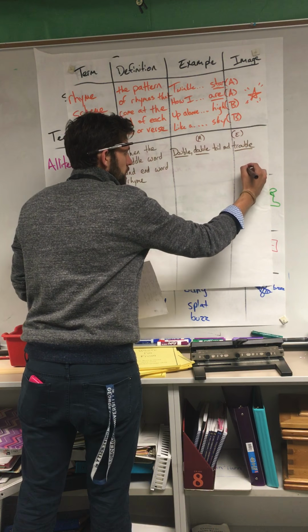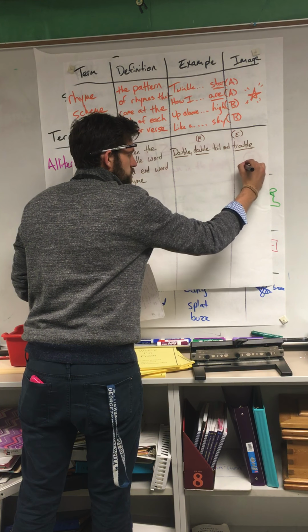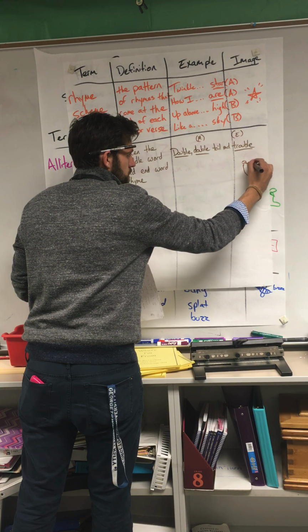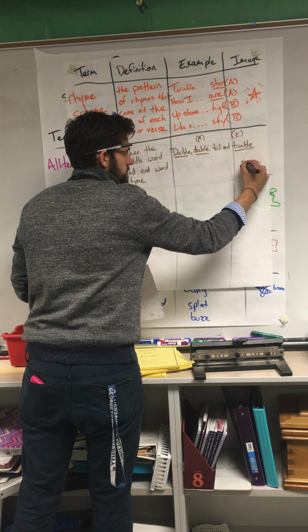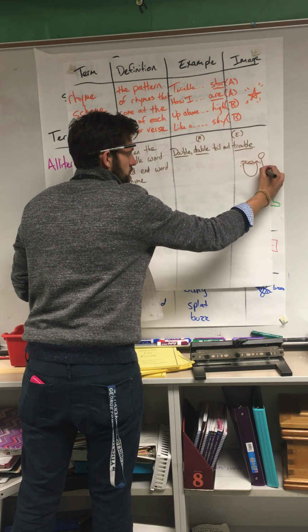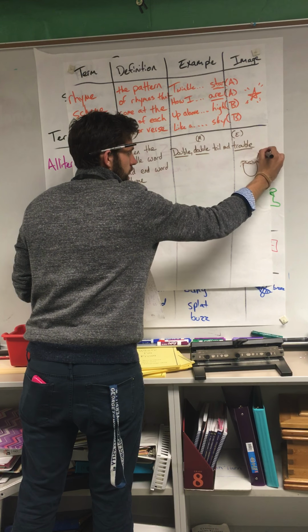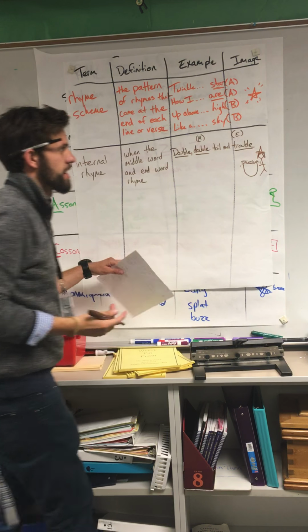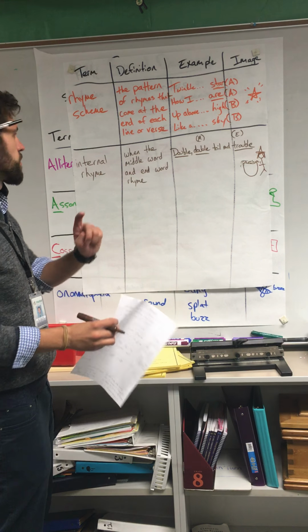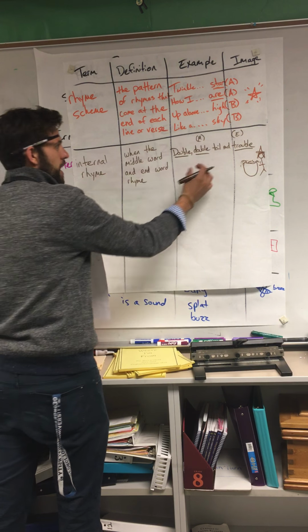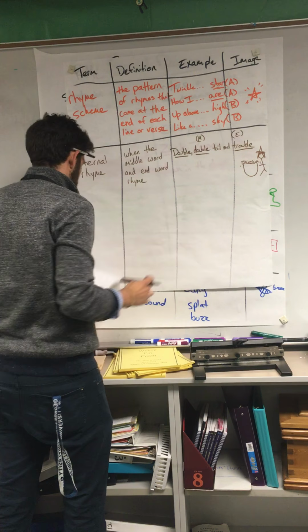I'm going to draw a picture of a cauldron bubbling over, right? And a witch who's got some hair and a giant witch's hat. Okay? Double, double, toil and trouble. It's an internal rhyme because the rhyme is in the middle of the sentence.